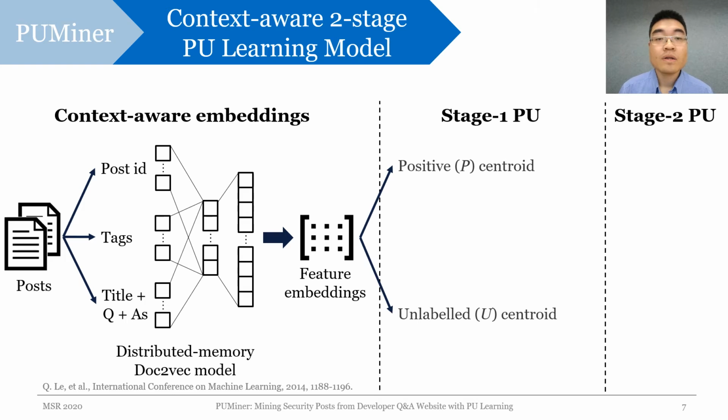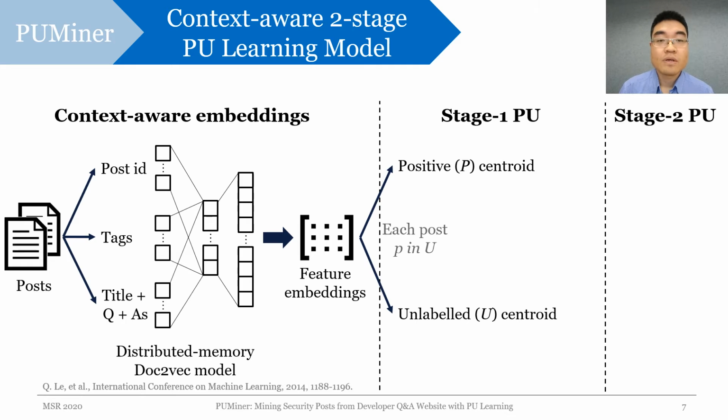In stage 1, we first use the embedding features to determine the security and unlabeled centroids. A centroid can be seen as a representative post of a whole set. Here, most of the unlabeled posts are non-security, so the unlabeled centroid can approximate the negative class quite well, and we've demonstrated this is indeed the case in our experiments.